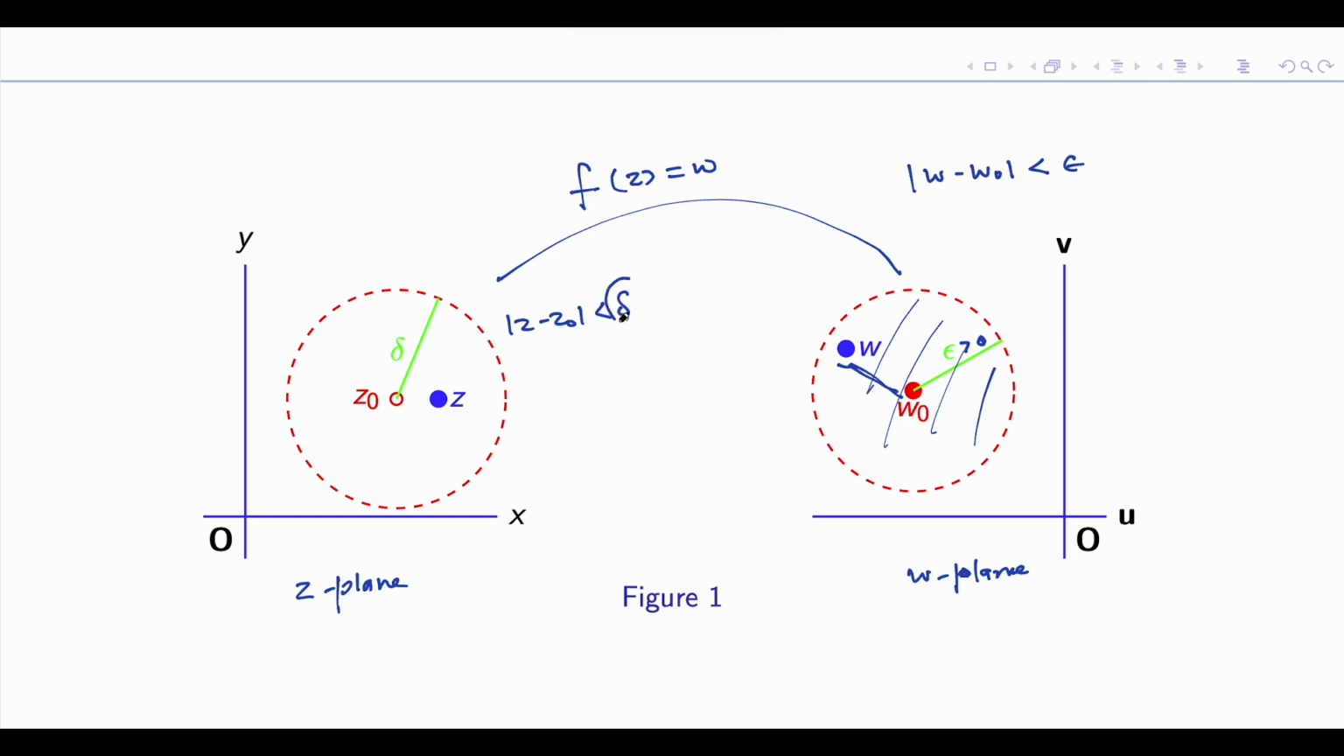So we are interested to find some delta. There exists a delta greater than 0. If we are able to find a delta greater than 0 which works for every epsilon greater than 0, then we can say that the limit exists.